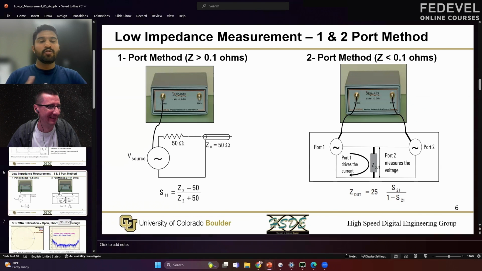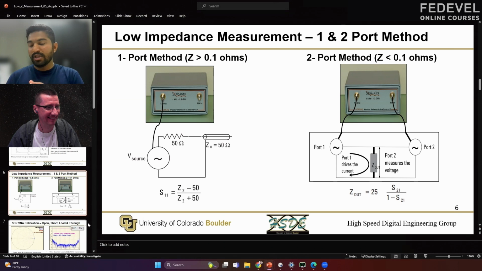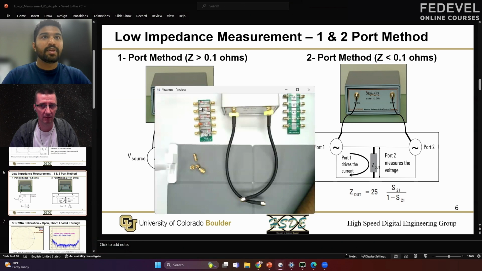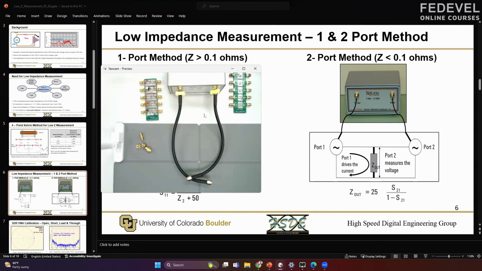So moving ahead, I'd like to show you our setup and the test structures that we are going to use, and how we use the simple low-cost calibration kit to calibrate the VNA. Before we actually start, we have to calibrate it. Can you see my test setup here?